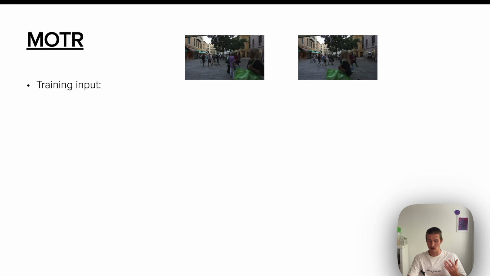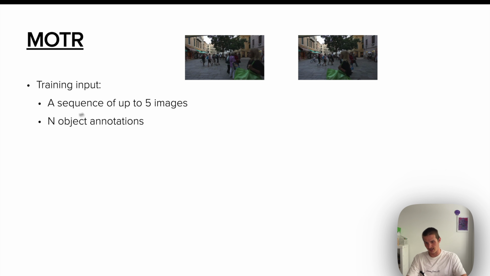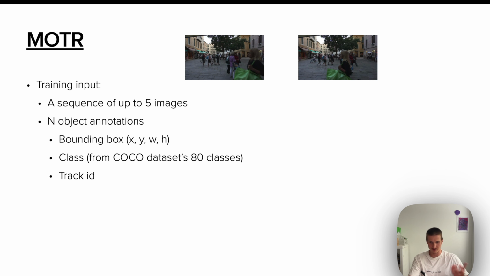So now going over what is happening in MOTR, the training input is now a sequence of up to 5 images, and this 5 here is a huge difference to TrackFormer. TrackFormer only trains on actual pairs. Here we are actually training on the entire sequence. And then object annotations, where every annotation has a consistent track ID for every image. So we're not just looking at detections, we also know the ground truth association of that detection from frame to frame. And every annotation, again, has a bounding box, class, and track ID.